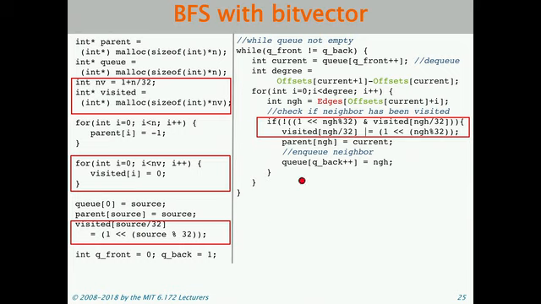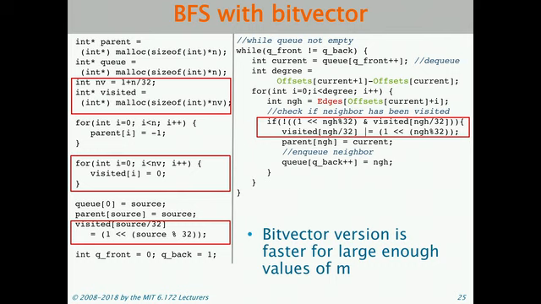And now, when I'm trying to visit a neighbor, I'm first going to check if the neighbor is visited by checking this bit array. And I can do this using this computation here. So I AND visited of neighbor over 32 by this mask, 1 left shifted by neighbor mod 32. And if that's false, that means the neighbor hasn't been visited yet. So I'll go inside this if clause, and then I'll set the visited bit to be true using this statement here. And then I do the same operations as I did before.